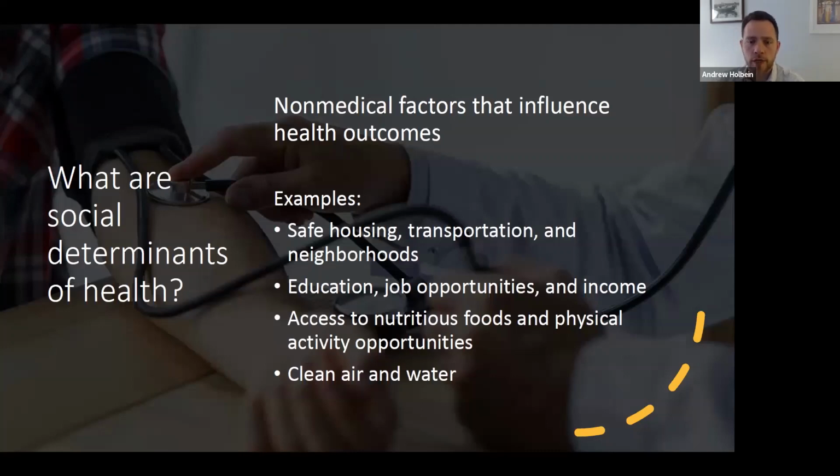So, those are things external to you. It wouldn't be something like your high blood pressure or your predisposition to different diseases. It would be things like your neighborhood, the community you live in, your access to transportation, job opportunities, nutritious food, clean air and water, and everything like that.